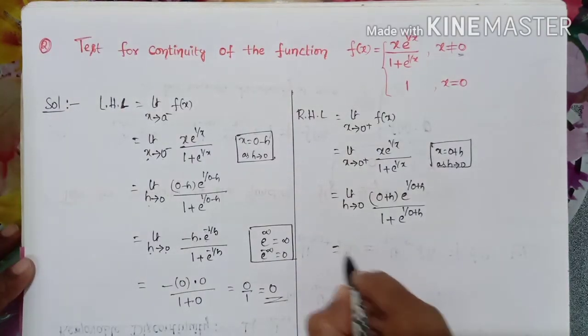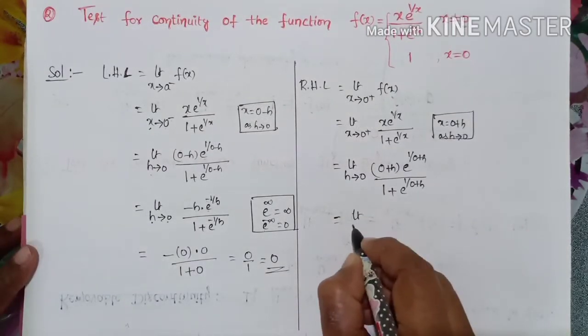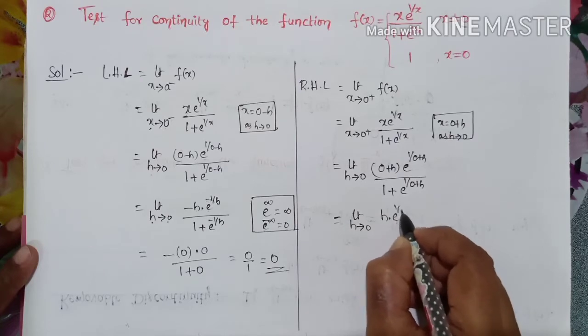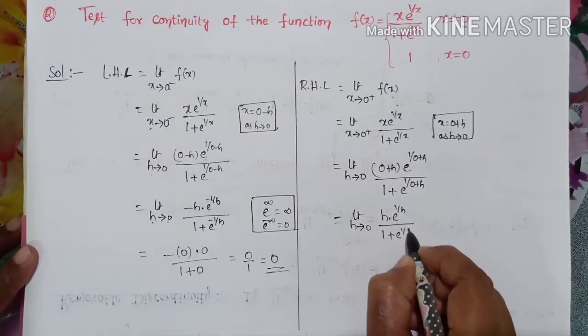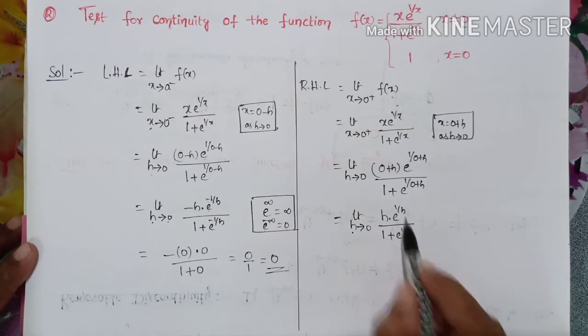Now this is equal to the limit as h tends to 0 of h into e power 1 by h by 1 plus e power 1 by h. Here we should not directly substitute h equal to 0 in e power 1 by 0.